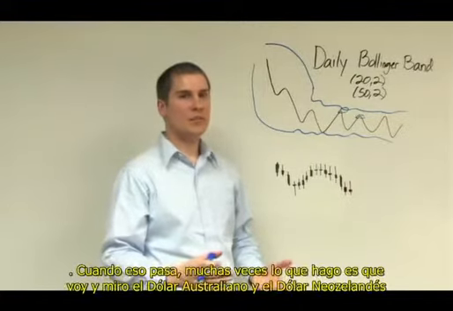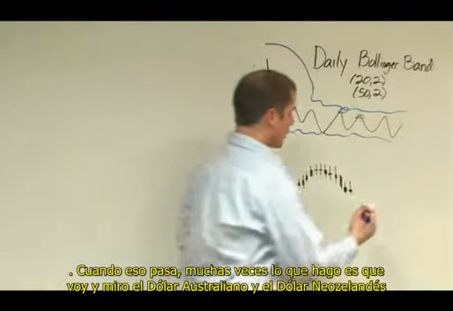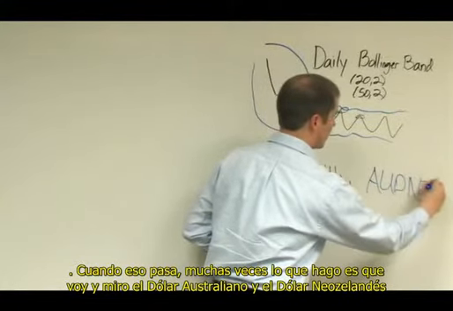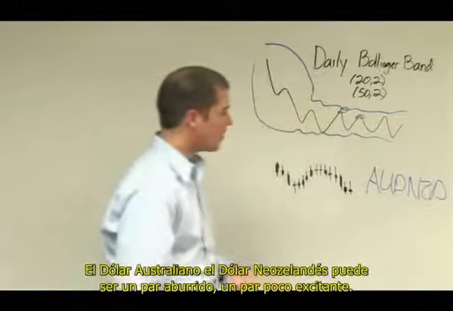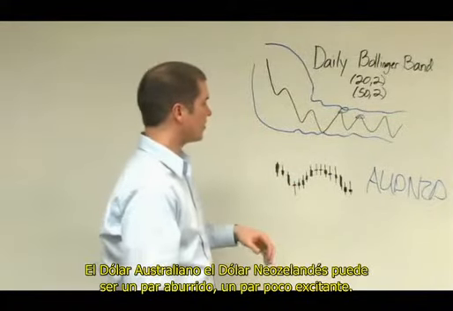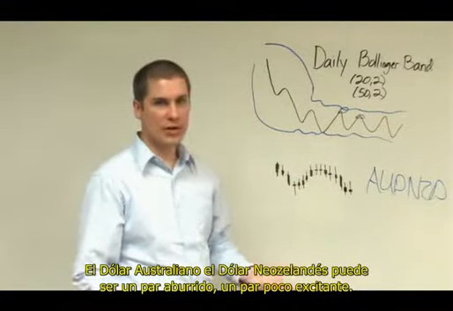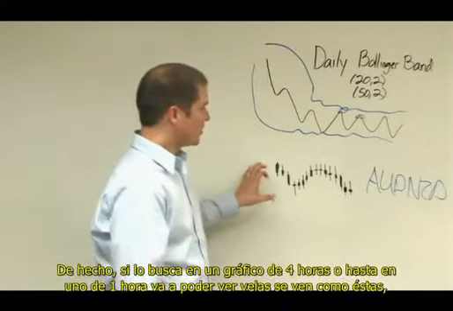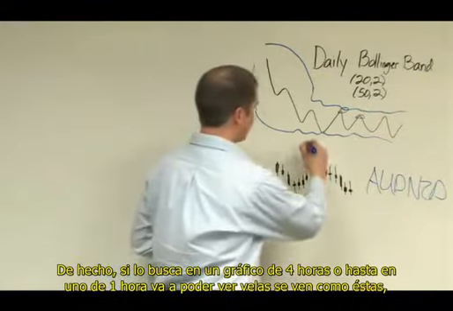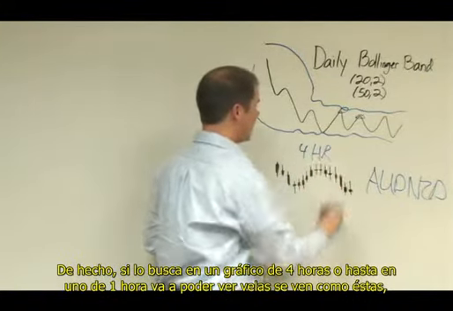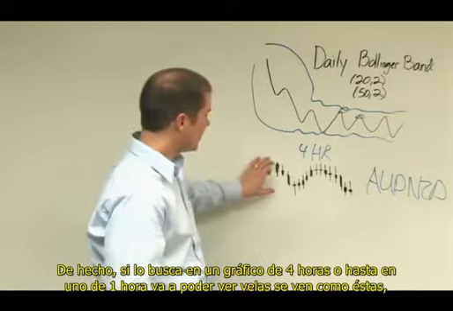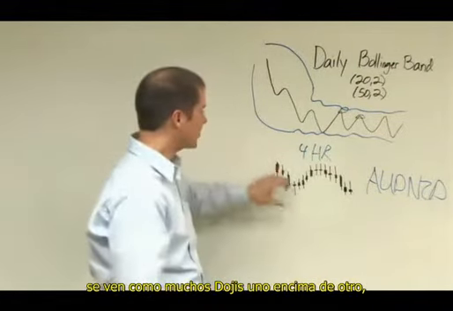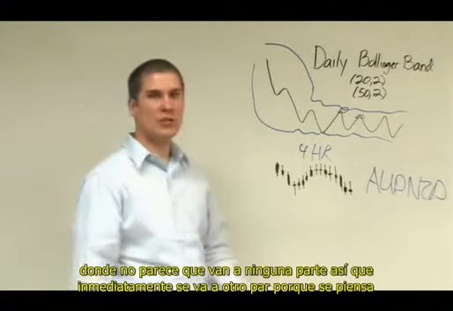When that happens, a lot of times I'll go out and take a look at the Aussie Kiwi. The Aussie New Zealand dollar can be a very boring, unexciting currency pair. As a matter of fact, if you pull it up on a 4-hour chart, or even a 1-hour chart, you're going to see candles that look like a bunch of dojis lined up on top of each other, and it doesn't look like they're really going anywhere.